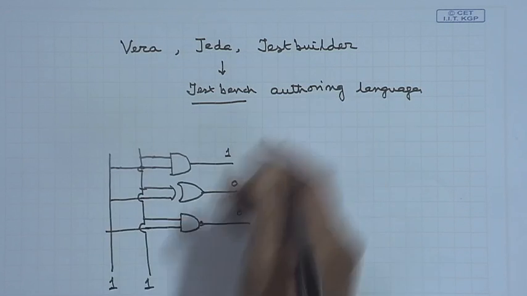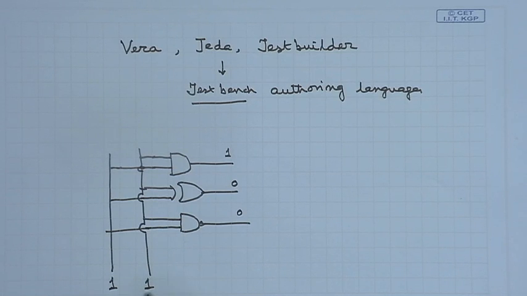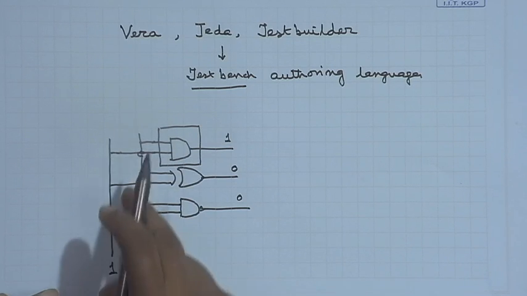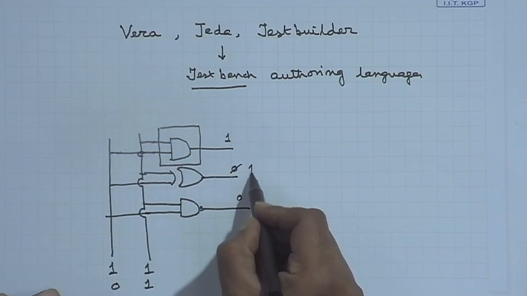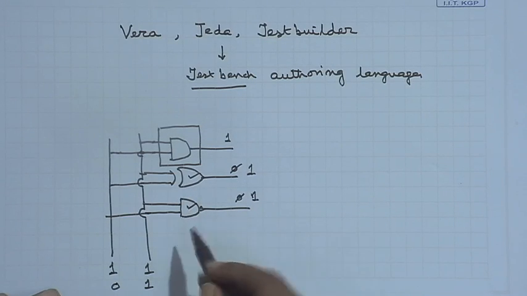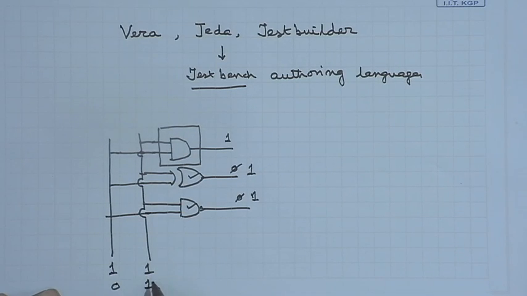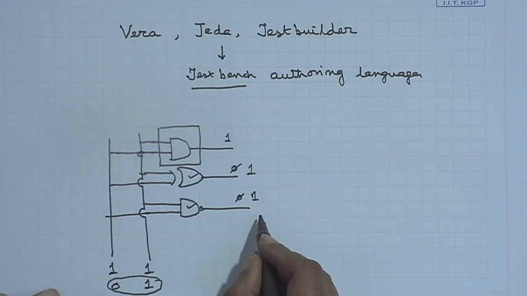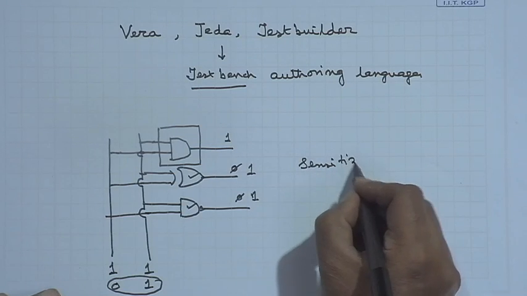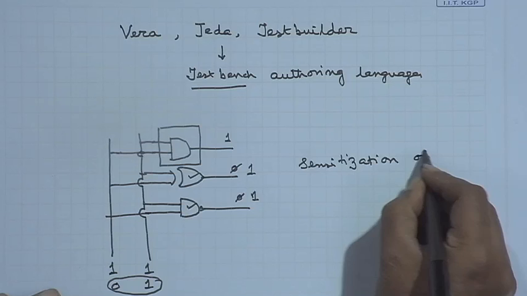On the other hand, after feeding 1 1, I feed 0 1. If I give 0 1 as input, then this will become 1 and I can say that this is all right, and this will also become 1, I can say this is all right. So, 0 1 is the input that is sensitizing this path to see whether it is all right or not. So, this is sensitization of paths.